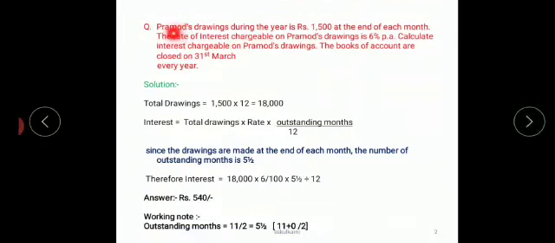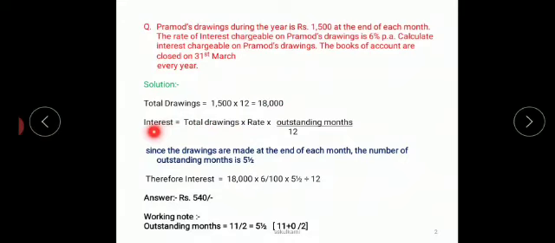So we are having a problem. Pramod's drawings during the year is rupees 1500 at the end of each month. Rate of interest chargeable on his drawings is 6% per annum. So we are going to calculate the interest chargeable on Pramod's drawings. The books of accounts are closed on 31st March every year. So the solution is, first we have to find what is the total drawings. So 1500 into 12, it is 18,000.